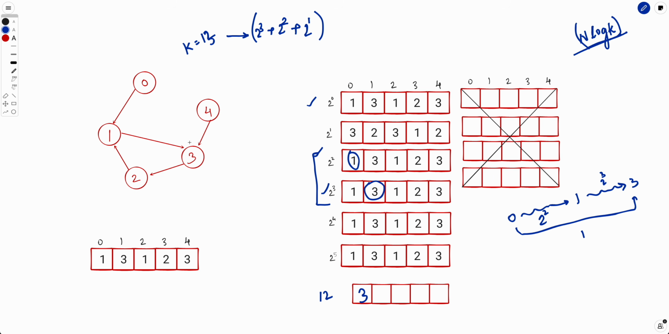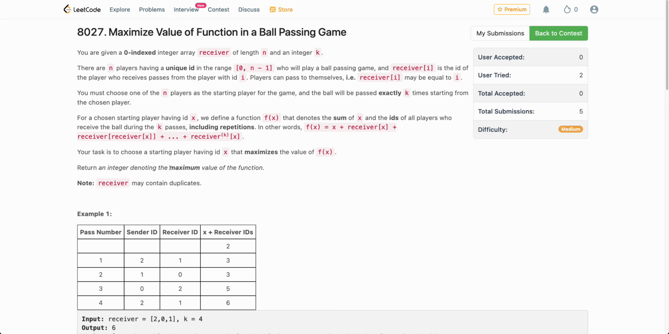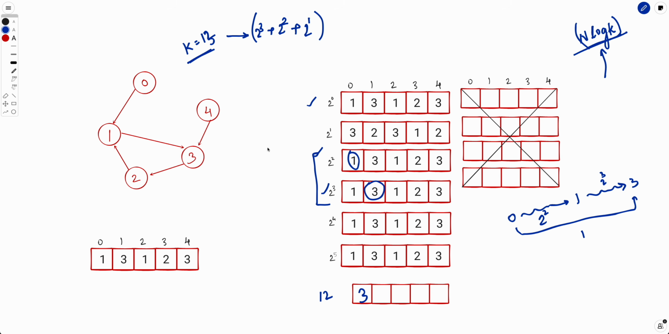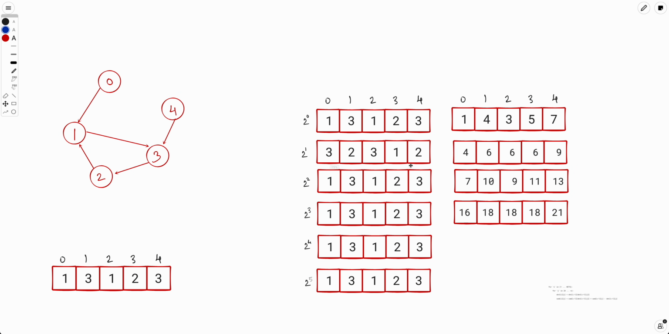And now what we are able to find out, we are able to find out whom the ball will be with after k throws in just n log k time, right? But if you remember, the problem asked us to find out the maximum value of the function, or we need to find out the fx. So let's just now calculate this as well. Calculating this is exactly similar to how we have done this. So I will just quickly go through this.